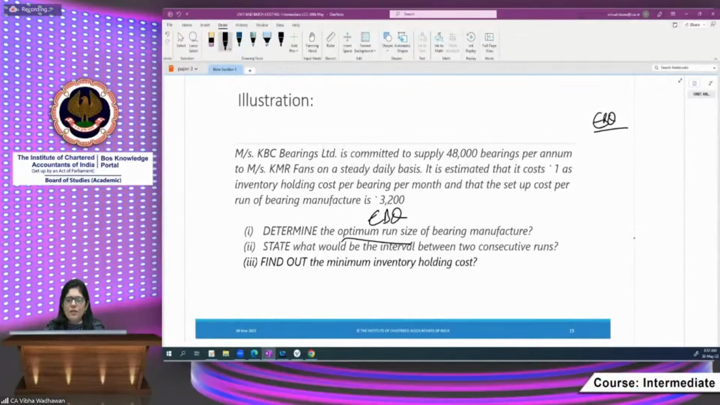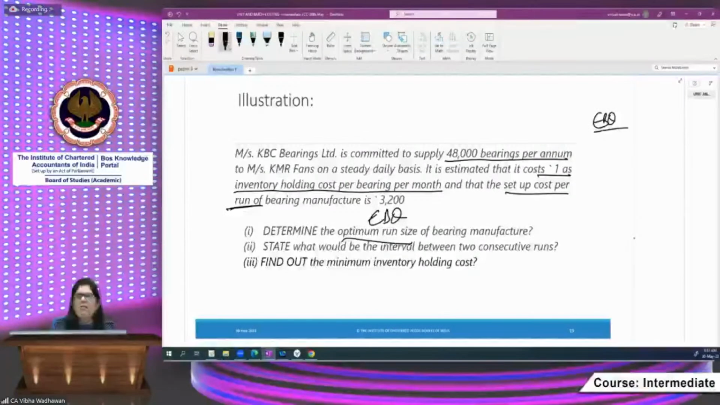Economic batch quantity, how many bearings? It's committed to supply 48,000 bearings per annum. ₹1 inventory holding cost per bearing per month. I've explained to you what that means, so do it very carefully. Setup cost per run means per batch. So per batch, per run, per lot, it's the same. Don't get confused. So setup cost per run, which means per batch, is 3,200.